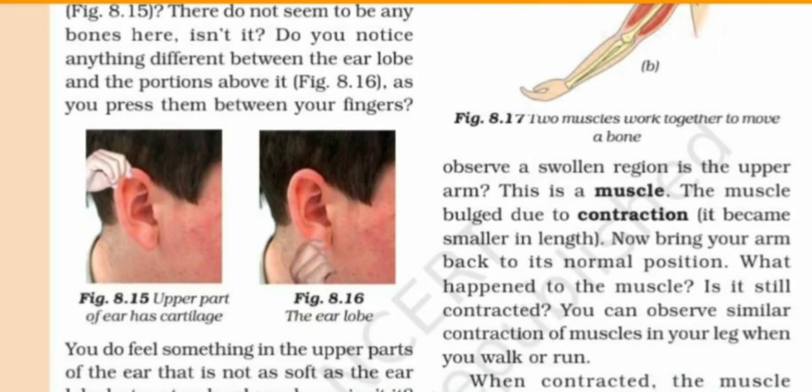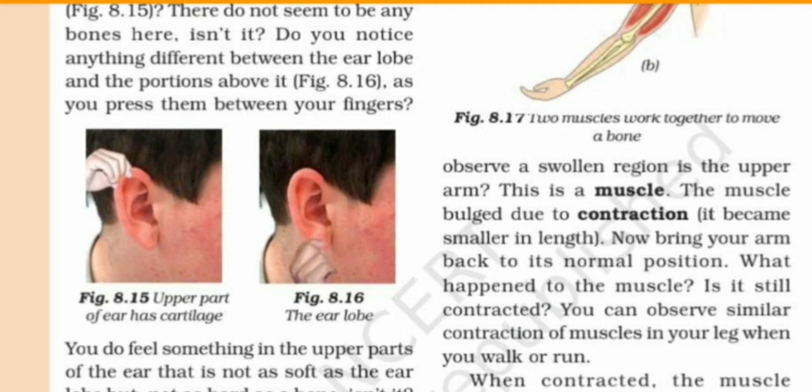The muscles bulge due to contraction. Because of the contraction, the muscles bulge. It will be smaller in size. So now bring your arm back to its normal position. Now you can take the thumb and keep it right down. Now what will happen? It will relax. You can see the muscles will not be as swollen as before, right? Now bring your arm back to its normal position. What happened to the muscles? Is it still contracted? No.